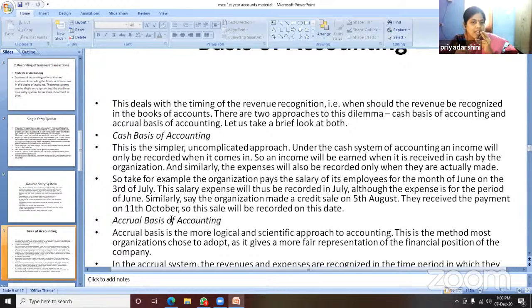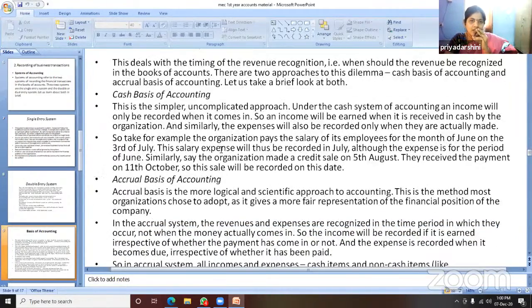So immediate cash payments and immediate cash receipts. As and when the cash is realized, then only they are writing the transactions. So this is completely the cash basis of accounting.